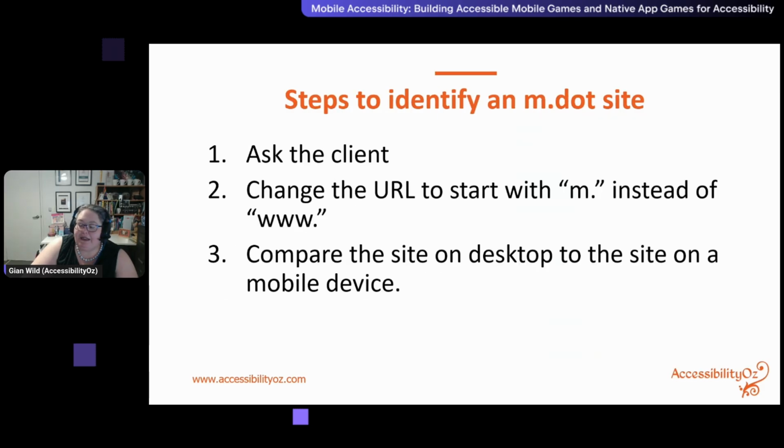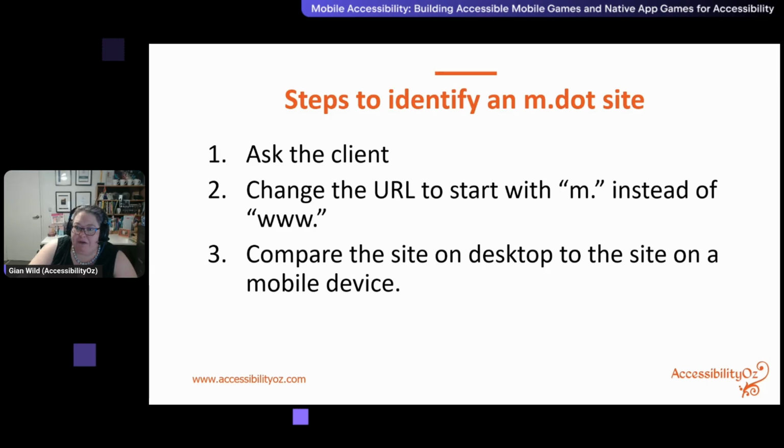And if you are wanting to identify an m.dot site, you need to really do 3 things, which is ask the client if they have an m.dot site, then change the URL to start with m instead of www, and then compare the site on desktop to the site on a mobile device. And this is something that seems like overkill, but I did do some training for Stanford University, and I asked them, do you have an m.dot site? They said, no, we don't have an m.dot site. Guess who had an m.dot site? So, of course, this is not really applicable if you are building games, but it's something to be aware of, and a good reason to explain to people why everything should be responsive.